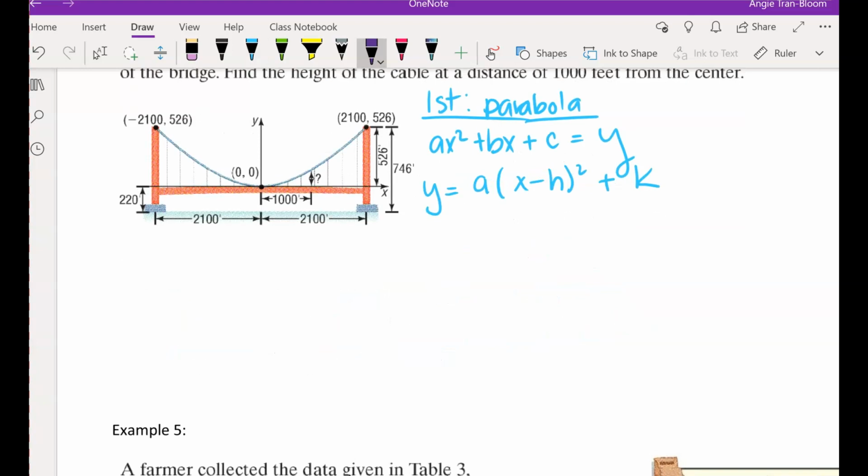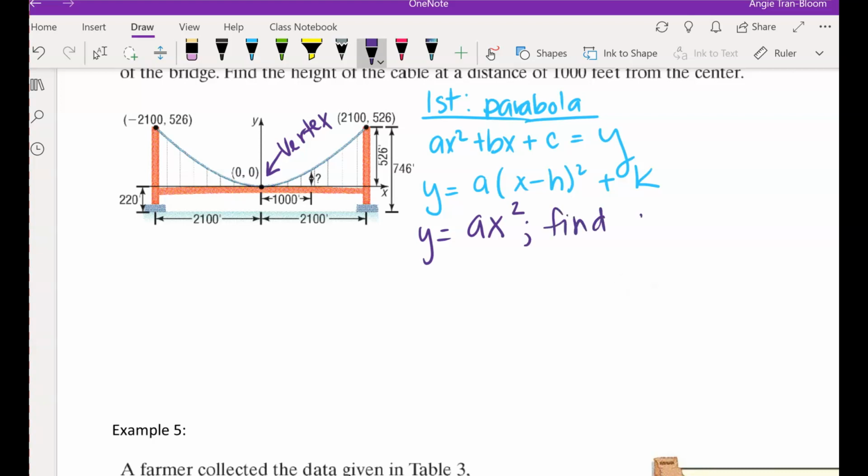Vertex. The vertex? What's our vertex here? 0, 0. That's right, we love 0, 0. So right away we can plug it in. Y equals A times, H and K are both 0. So all you have left is Y equals AX squared. You need to find your A.